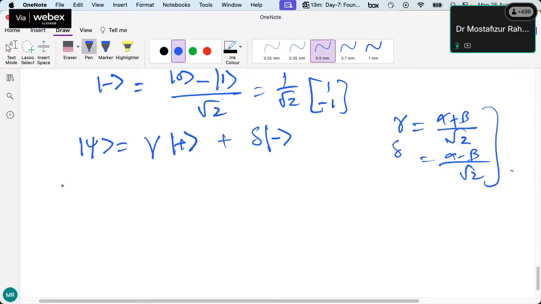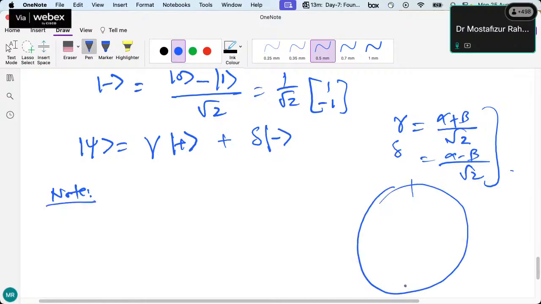Now here also, how do this plus state and minus state look? In the Bloch sphere, we have seen this is Ket 0 and this is Ket 1, right? And this is our equator plane. And this is our plus state. And this is our minus state, right?